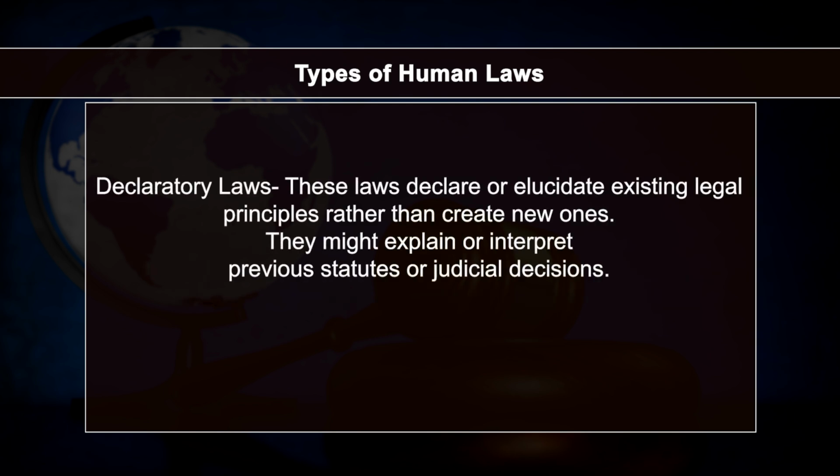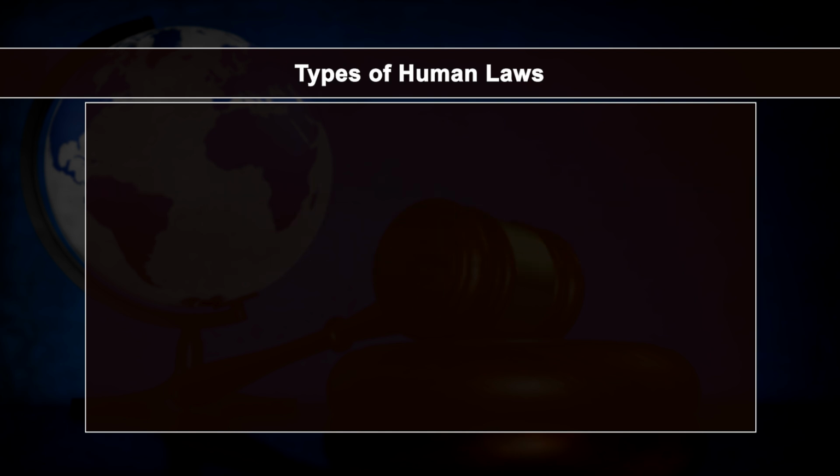Second one is declaratory laws. These laws declare or elucidate existing legal principles rather than create new ones. They might explain or interpret previous statutes or judicial decisions.